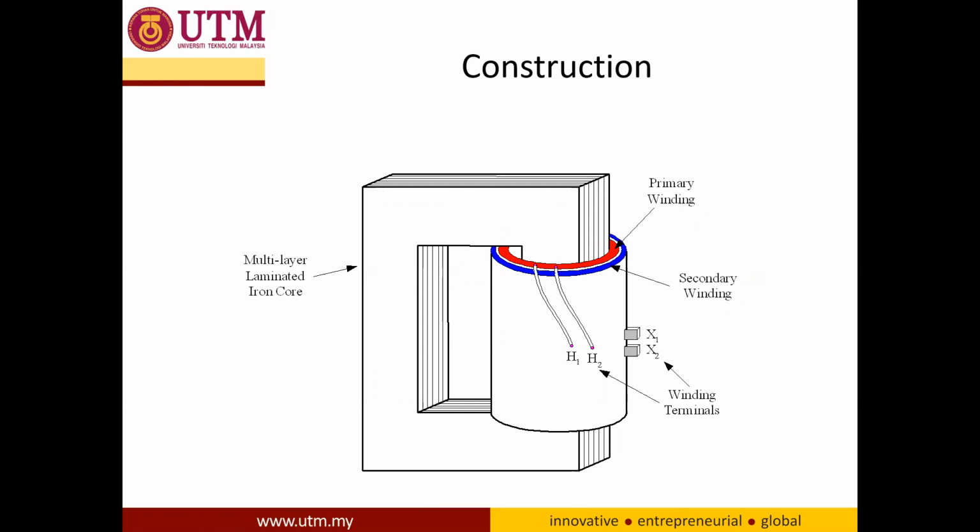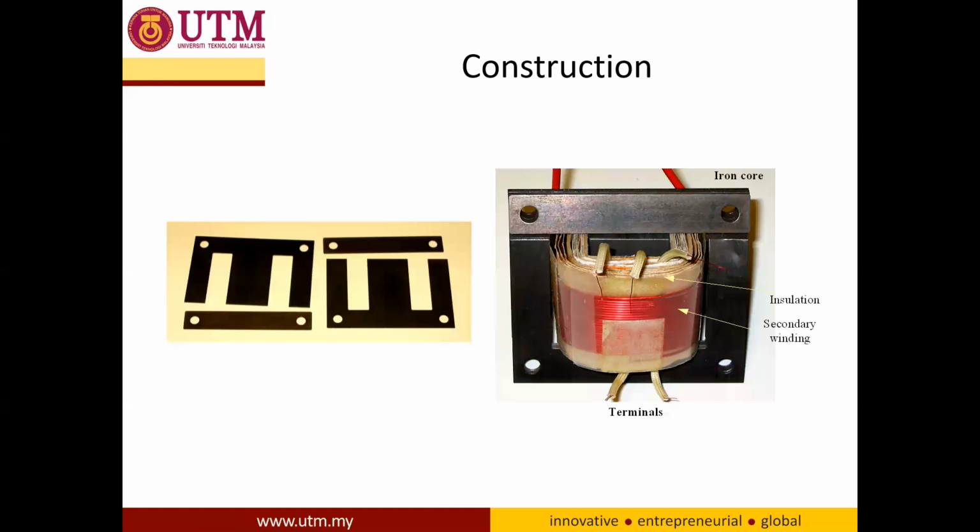And usually the primary winding is on the inside, and the secondary winding is on the outer side. This is the figure showing the EI lamination type for the core, and this is the actual figure of the shell type, where we have the E and I lamination structure for the core.